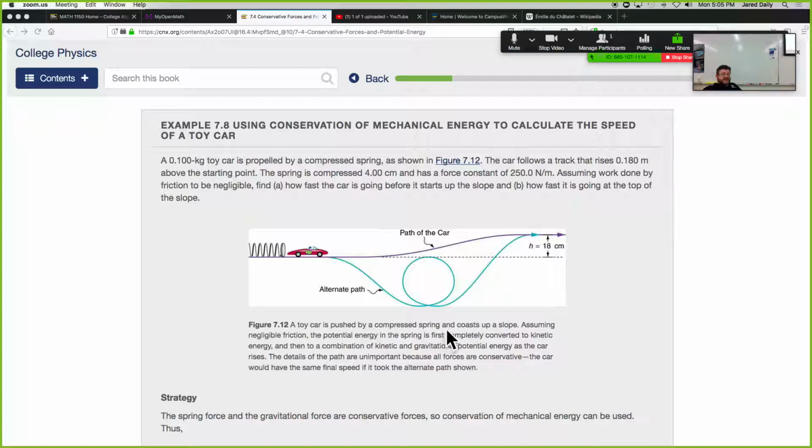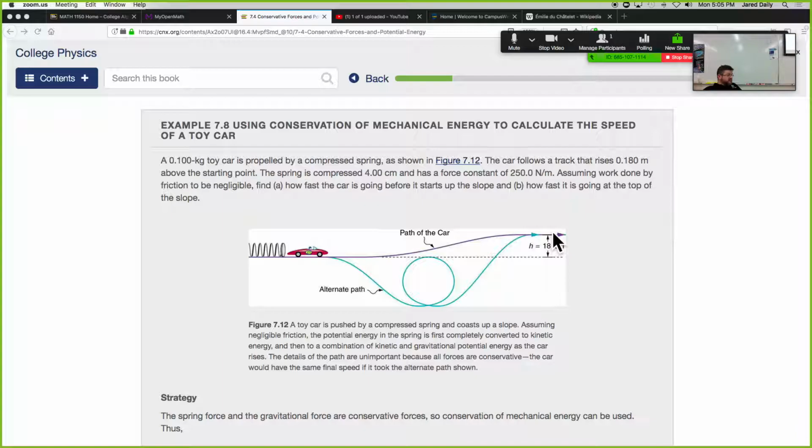So here's a classic example of this. Lots of people love this one. We have a car that starts here, and the spring is compressed, and then it releases the car. And this compressed spring gives all of its potential energy to the car to make the car move, which means potential energy in spring becomes kinetic energy in car. Then the car goes up a hill, which means kinetic energy in car turns into potential energy of car, right? Or it could go down through here and go through the loop-the-loop and go back up to here.